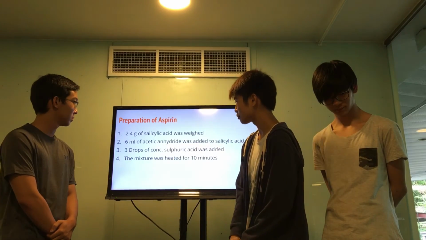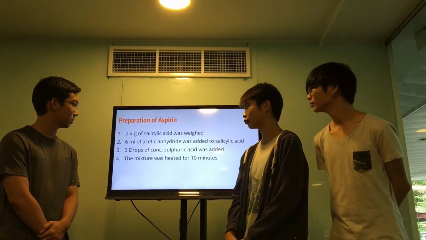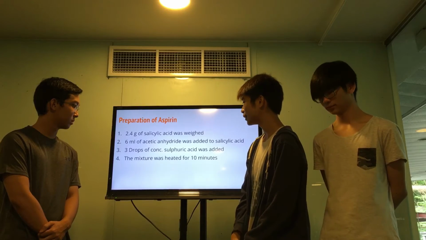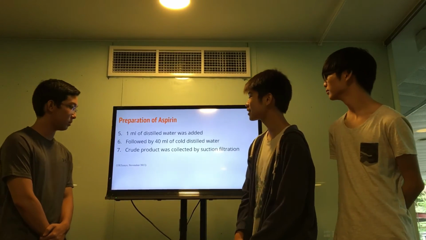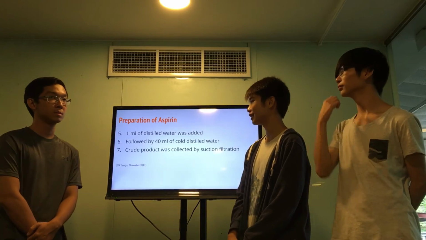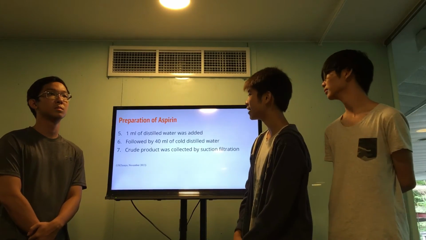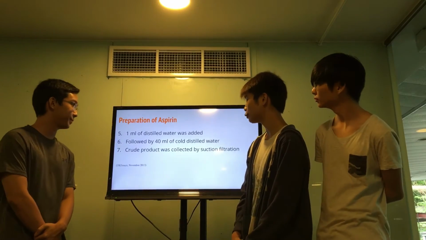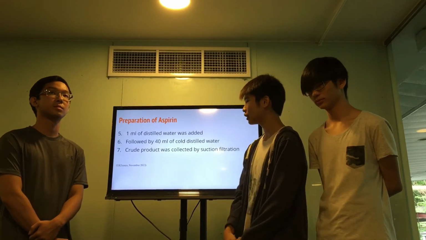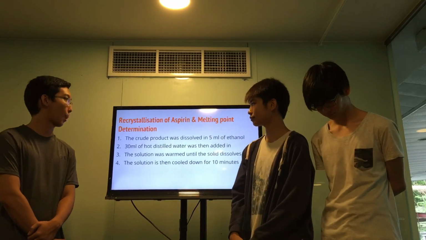We followed by adding 3 drops of concentrated sulfuric acid into the mixture, and then we heated it for 10 minutes using the water bath. Afterwards, 1 ml of distilled water was used. Likewise, we used the dropper for step 5, followed by 40 ml of cold distilled water. And then we used suction filtration to collect the crude product.